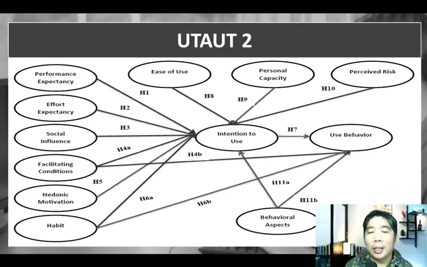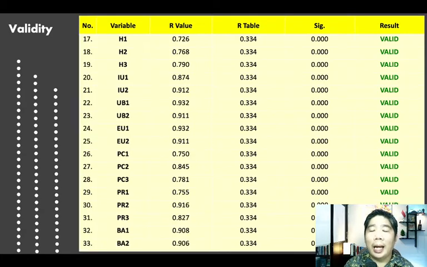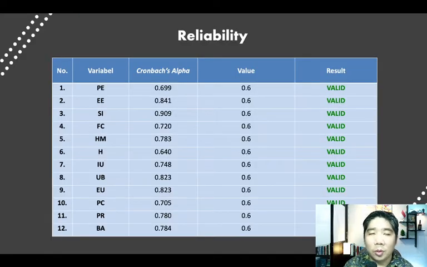And we looked at the questionnaire for the respondents, and we got the validity of our questions. There are 33 question items for respondents, and all of the validity is valid, until the 33rd. And how about the reliability? The reliability for all 12 variables, up to the 33 items, is valid.